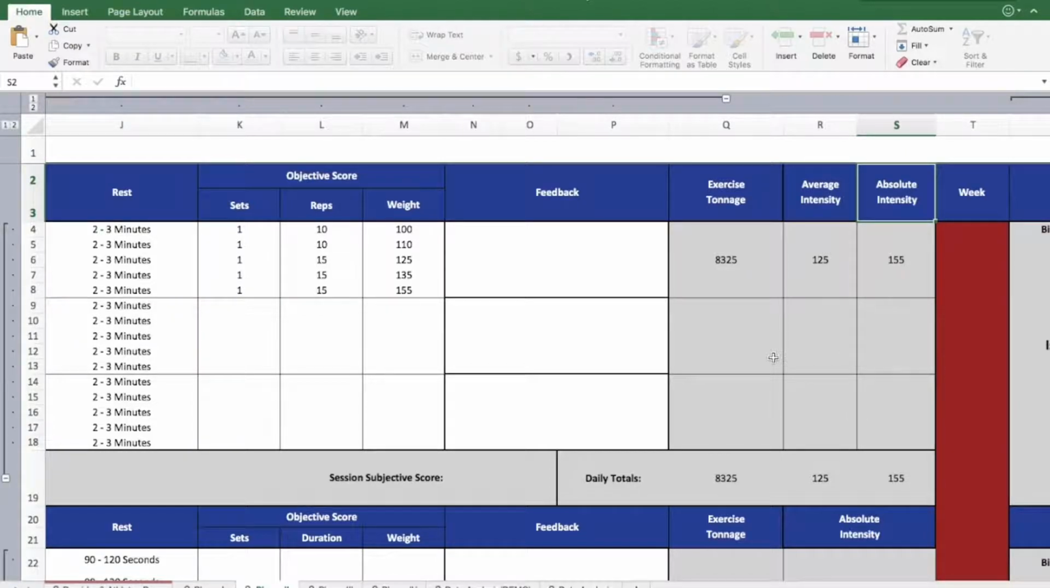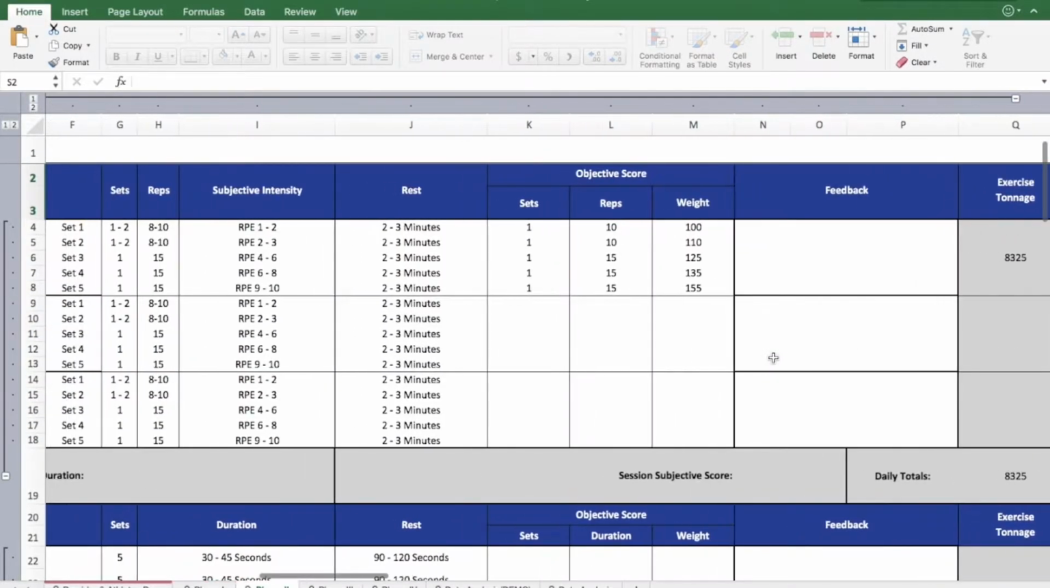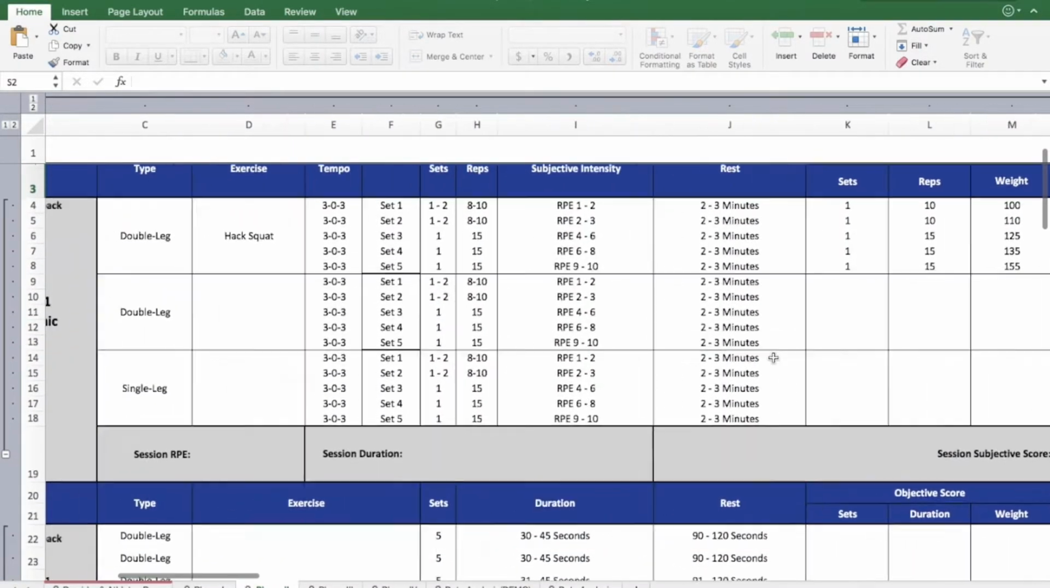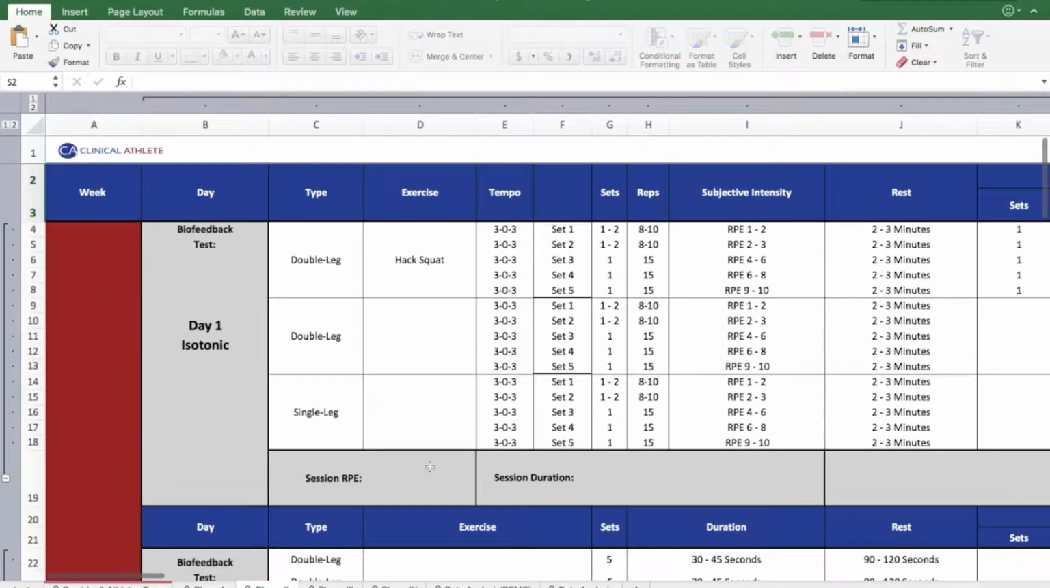The next thing would be session RPE. This is how difficult you found this particular session on a scale of 1 to 10. You're going to record that at the bottom right here. We have a little drop-down menu, and you can select anywhere from 1 up to 10. It does go down in half increments as well. So check that out. Let's just say today's session was pretty difficult and you rated it at 9.5.